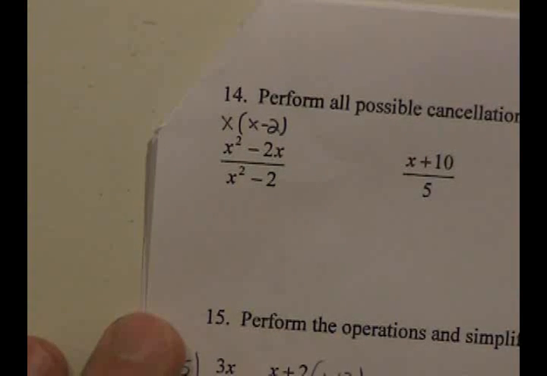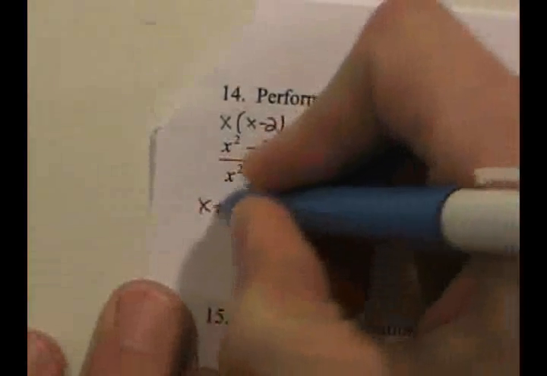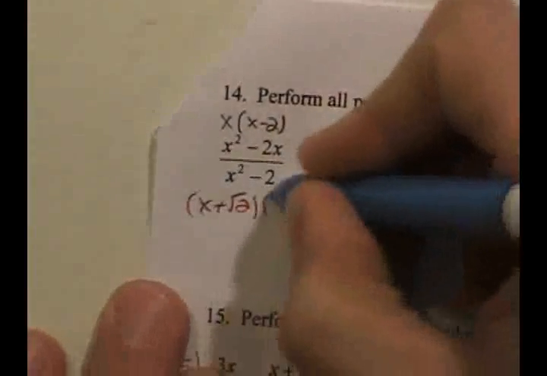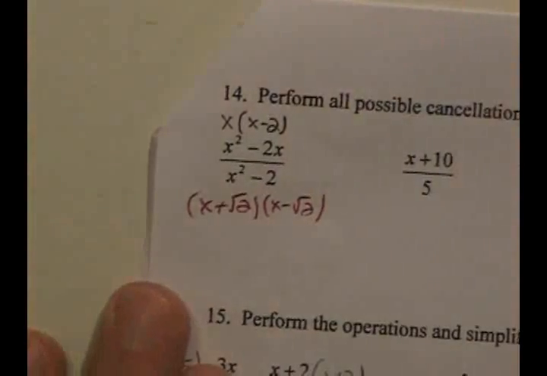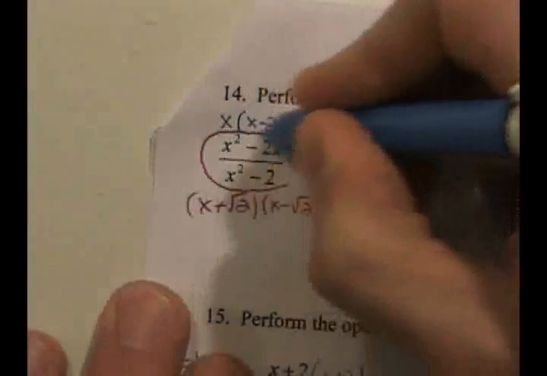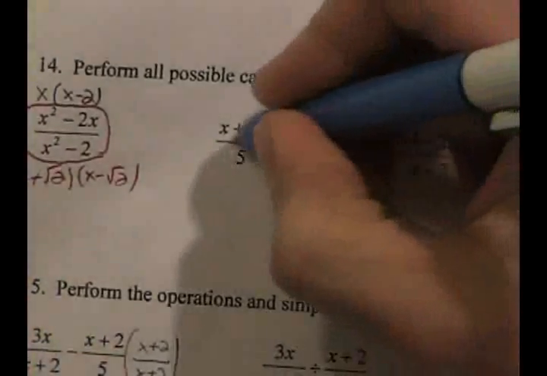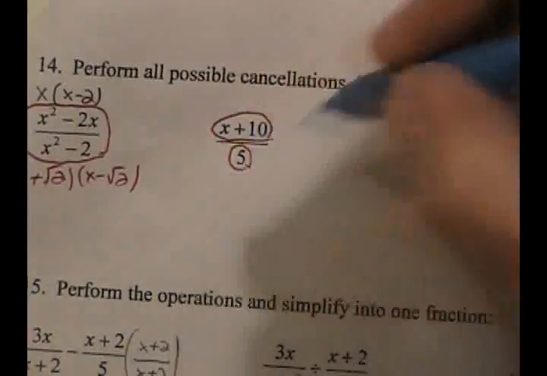Lastly, perform any cancellations. You first have to factor them, because you can only cancel factors. So this factors into x and x minus 2. The bottom actually factors into x plus radical 2 and x minus radical 2. So there's nothing that's going to cancel in this one because they don't have any factors in common, so you would write OK for the first one. The second one, they don't have any common factors. The only factor on top is this. The only factor on the bottom is 5. They're not common, so this is OK too.